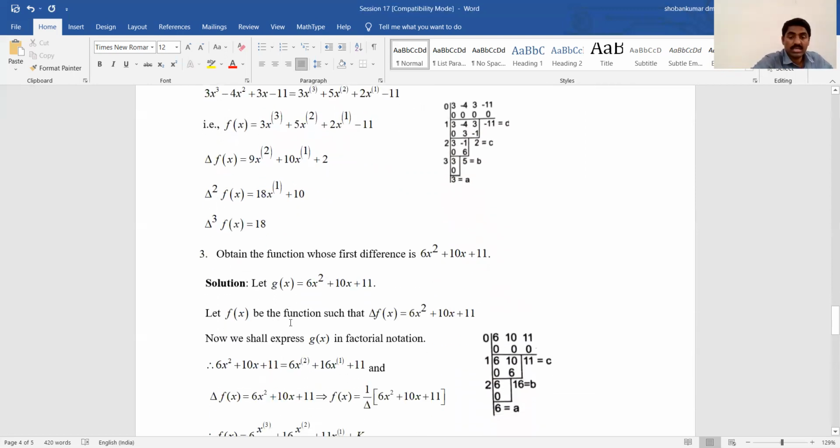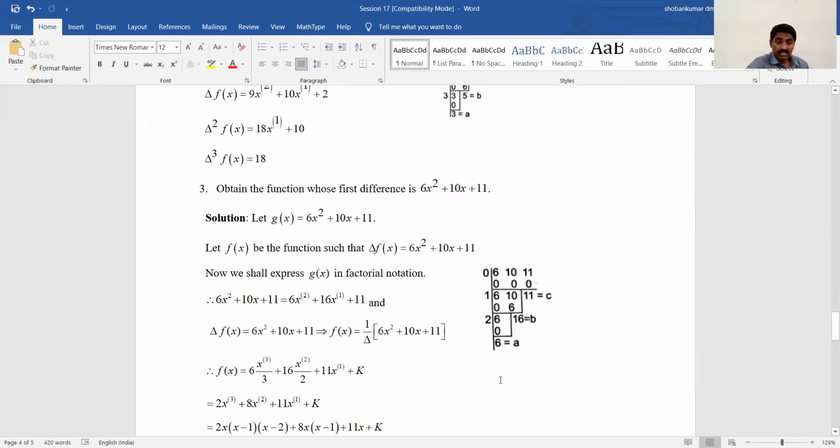Next example: obtain the function whose first difference is 6x squared plus 10x plus 11. Here we have to find the function f of x. Suppose the given function is g of x. Let g of x equal 6x squared plus 10x plus 11. Let f of x be the function such that delta f of x is equal to g of x. Now we shall express g of x in factorial notation.